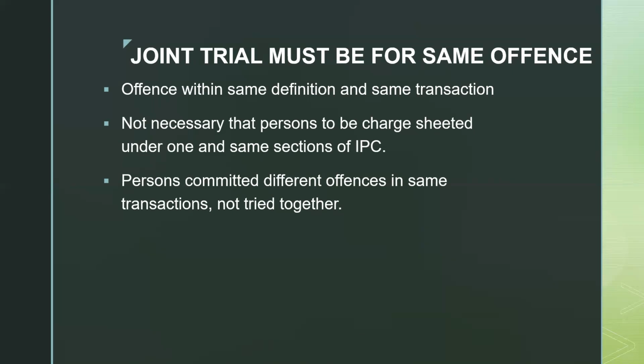For example, if a person is charged with an offense like murder, we'll say if A is accused of murder, that comes under section 302 of IPC. And if the other person is accused of disposal of the body, which comes under section 201 of IPC, the joint trial cannot be done for it because it's not the same offense which has been committed. It comes under different sections of IPC.